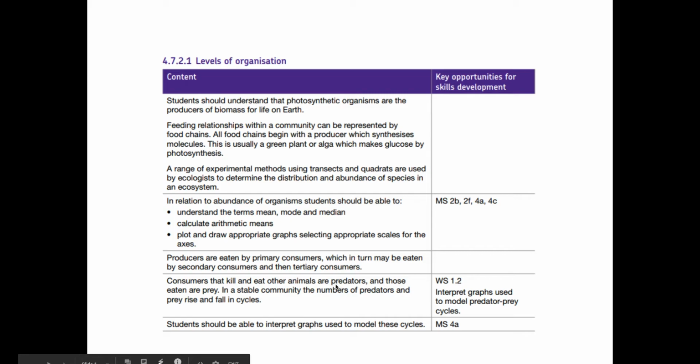Consumers that kill and eat other animals are predators. So there's a definition of what a predator is, and what prey is. And then another key thing: you might well have known what predator and prey organisms were, but stable communities are where the numbers of predators and prey are rising and falling in cycles. And again, we will look at an example of that.